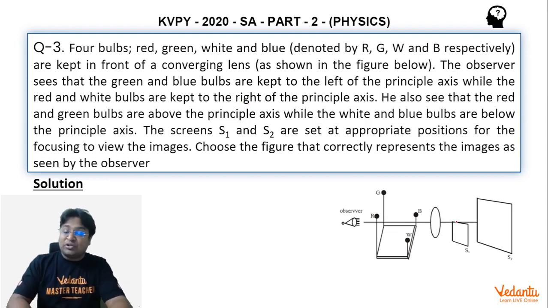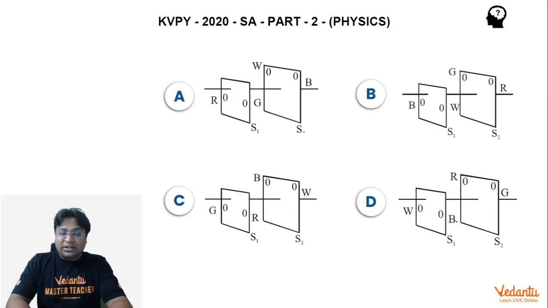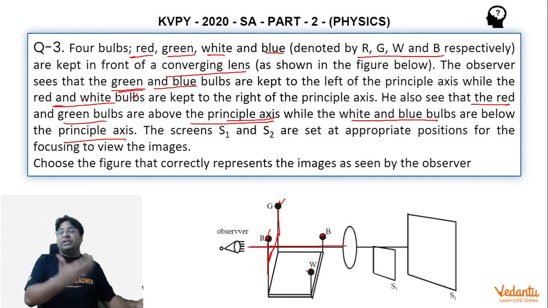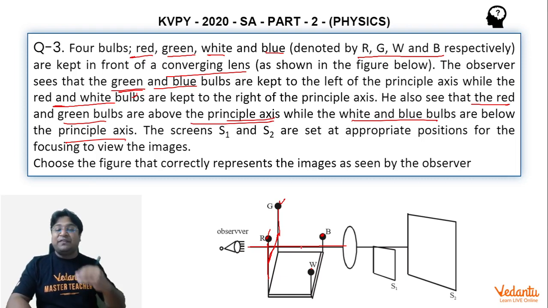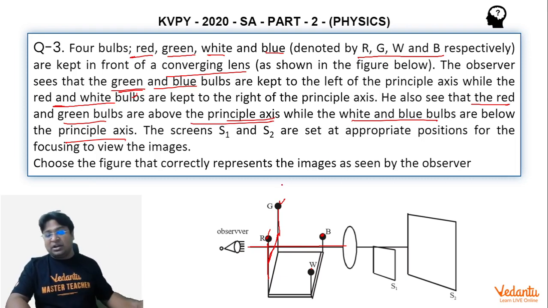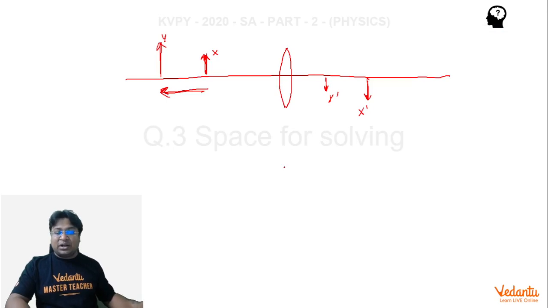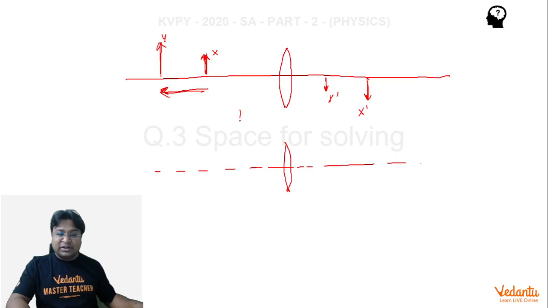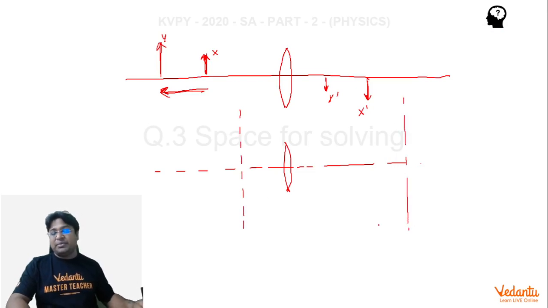So the images are also bound to be real ones. What I can say for sure is that the blue and the white bulb lie closer to the lens, and hence their image would be farther from the lens. So if I draw the lens here, and assume that the blue and the white bulbs were present on this line, then probably their image will be present on this line.